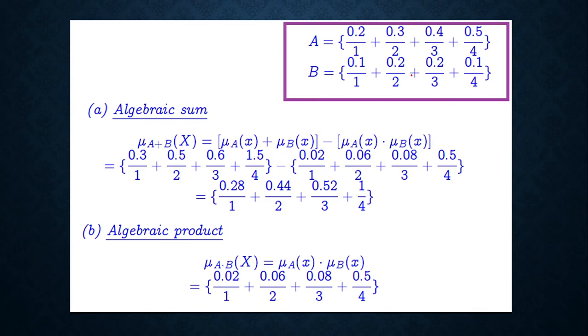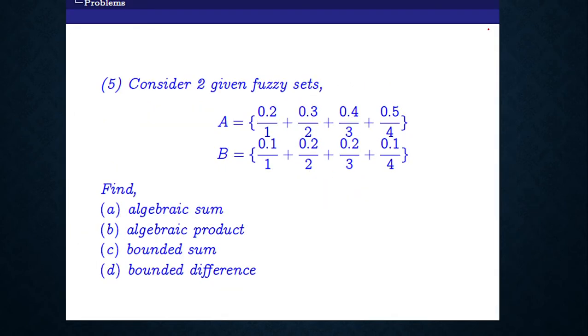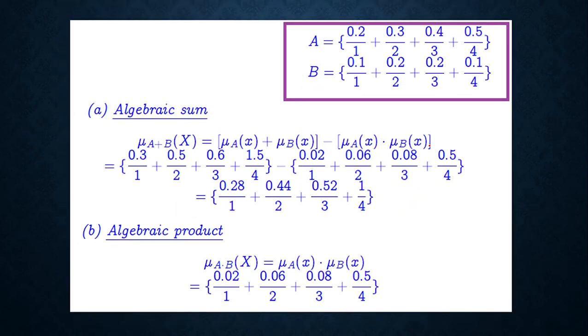And 0.4 into 0.8 is 0.08. And here 0.5 into 0.1 is 0.05. There is a small correction here: 0.1 into 0.5 is 0.05.